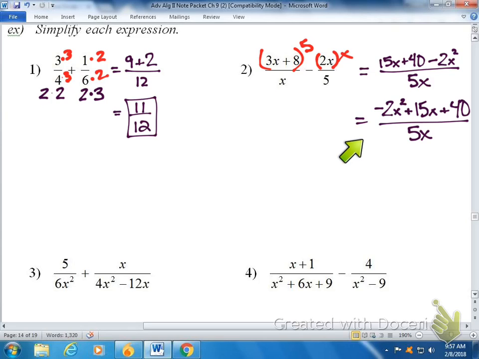The thing about this is, in order to get a reduced fraction using a 5x, you have to have a greatest common factor of the monomial 5x. But this trinomial does not share a common factor of 5x, so it won't reduce. Even if we tried to factor, because it does not have the greatest common factor of 5x, it won't reduce. So we stop.